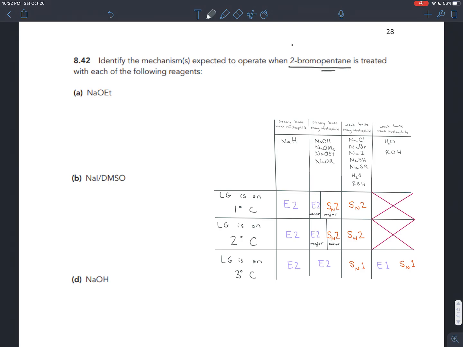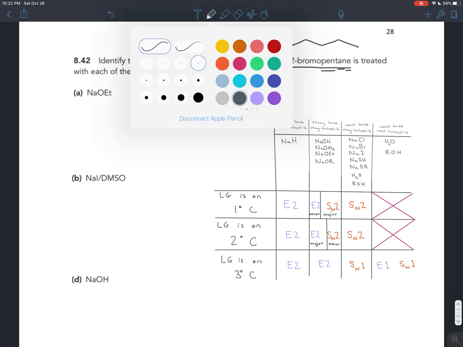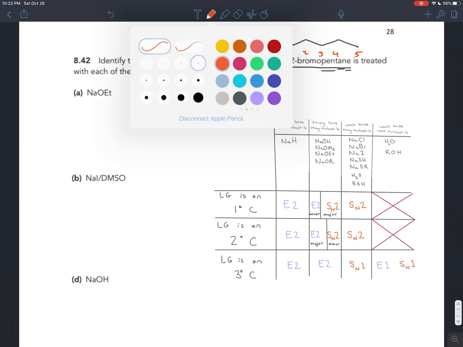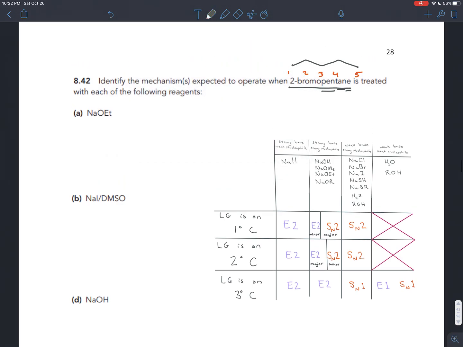And the prefix is pent, so we have 5 carbons, 1, 2, 3, 4, 5. The infix is AN, so all single bonds. The suffix is E, so it's a hydrocarbon. I'm drawing the molecule, so I can number it however I like. I'm going to number it from left to right. We have a branch on carbon number 2, and it's a bromine. So we have a bromine coming off of carbon number 2.